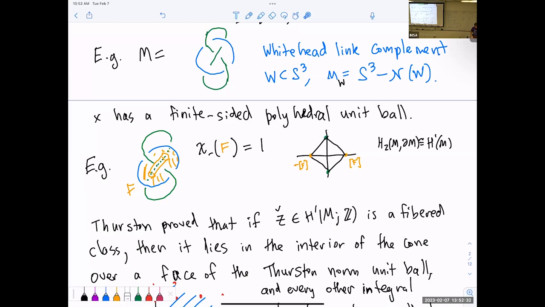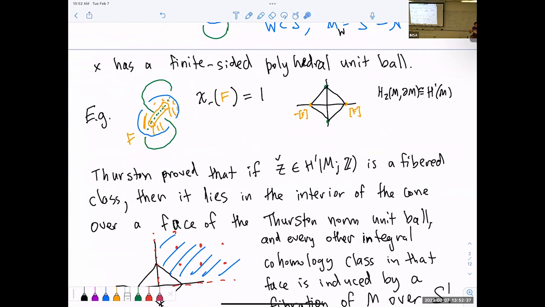Part of the goal of this talk is to describe the generalization of Thurston's theorem to the other faces of the Thurston norm ball. Are there any questions so far, or comments?